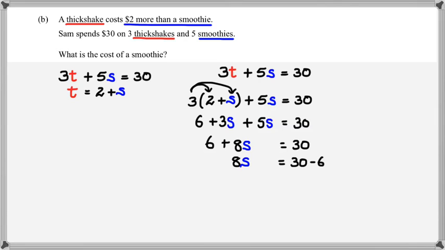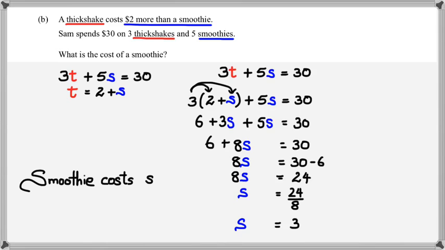And then 8S equals, well, getting rid of the 6 on the other side, 30 minus 6. So we've got 8S equals 24. So at this point, I need to divide both sides by 8. So I've got S equals 24 divided by 8, which means S is equal to 3. Or in other words, the smoothie is going to cost $3. And go back and check that you've answered the question. The question is, what is the cost of a smoothie? The smoothie costs $3, which means you've answered the question. All right, moving on to the next question.